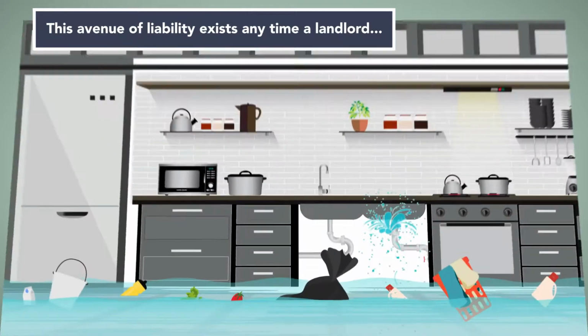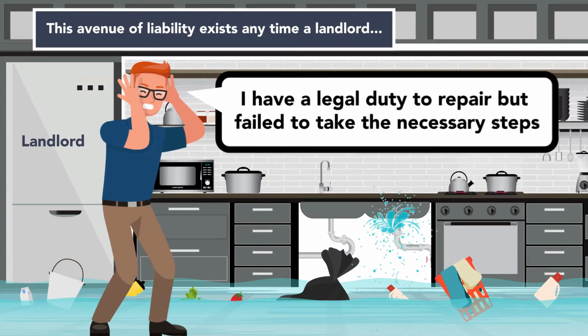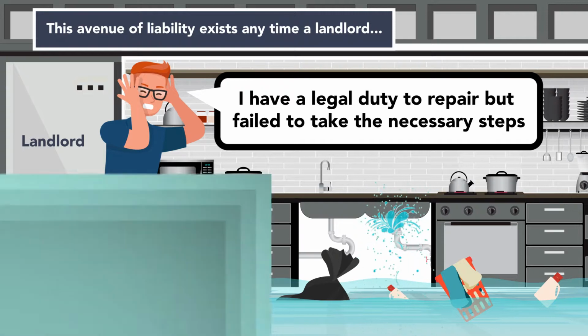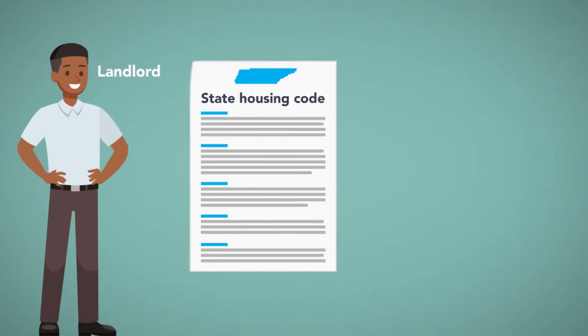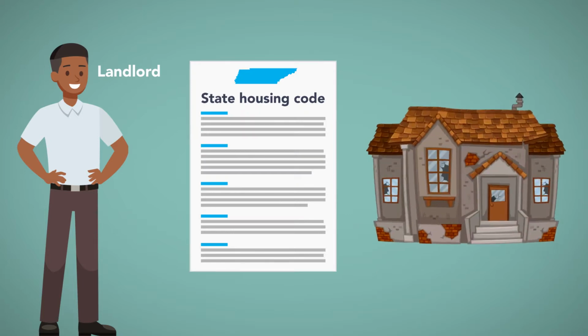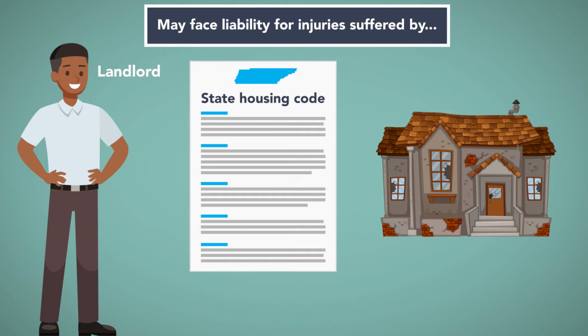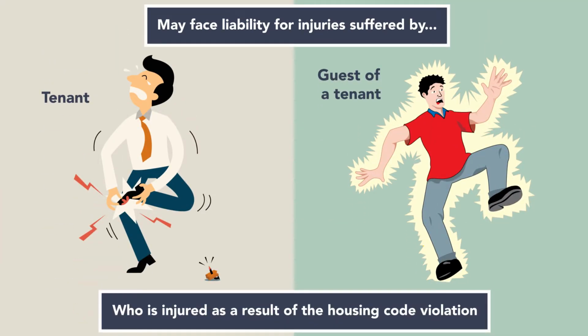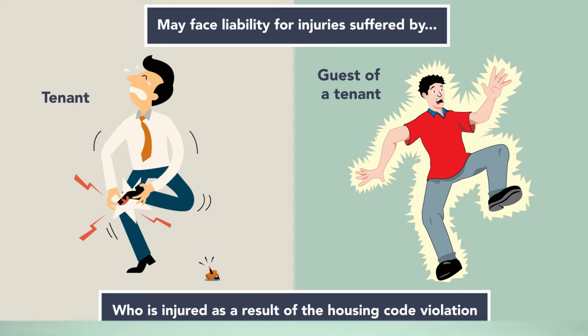This avenue of liability exists anytime a landlord has a legal duty to repair but fails to take the necessary steps. So, for example, since landlords are bound to maintain property in accordance with state housing codes, a landlord whose property is in violation of the housing code may face liability for injuries suffered by a tenant or the guest of a tenant who is injured as a result of the housing code violation.